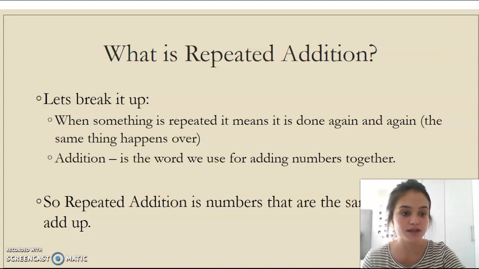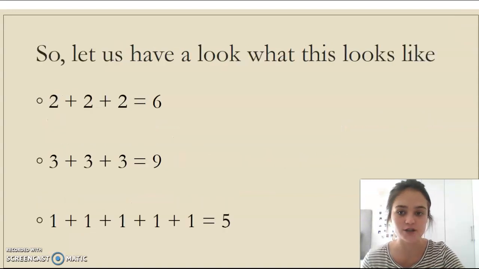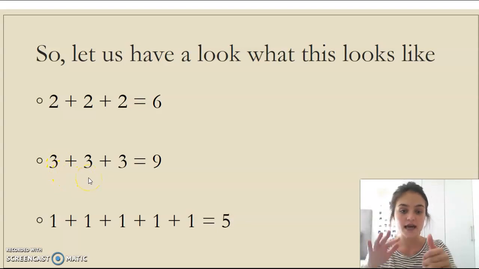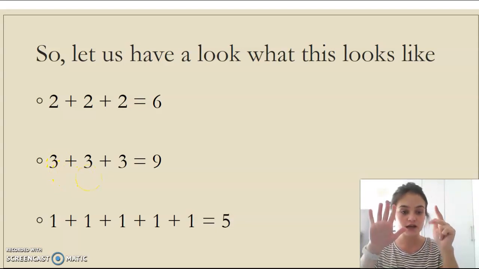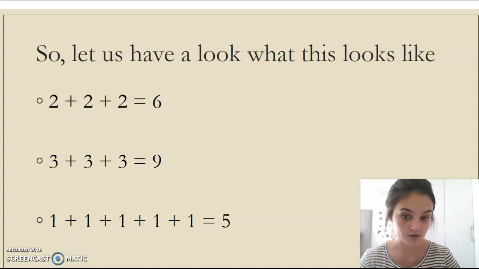So let's put this into practice. Can you see over here, I have 2 plus 2 plus 2. So 2 plus 2 is 4, plus 2 is 6. And similarly over here, I have 3 plus 3 plus 3 equals 9. Let's have a look. 3 plus 3 is 6. And if I add another 3, I get 9. So 3 plus 3 plus 3 equals 9.